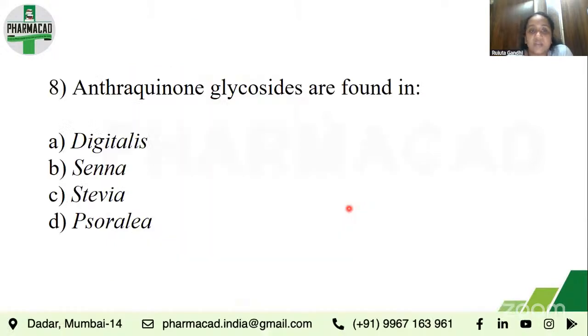Next question. Anthraquinone glycosides are found in which amongst the following plants? So this is a direct type of question. If you know the concept, you can answer this, else you will not be able to answer. Digitalis we have seen in earlier slides, it's a part of a cardiac glycoside. So this is, see, ऐसे ही तुम लोग को कभी-कभी पेपर में भी clues मिल सकते हैं.